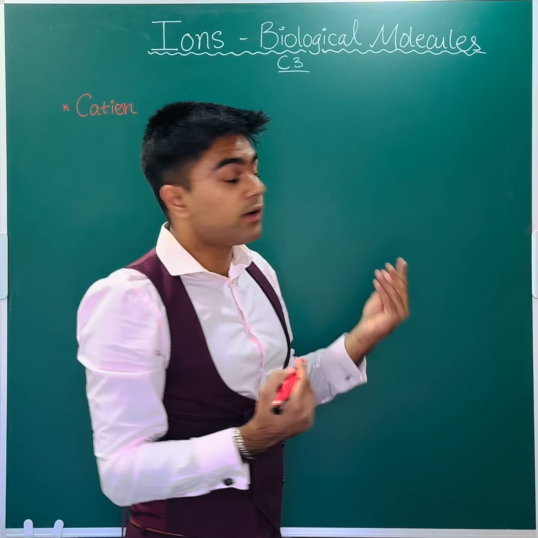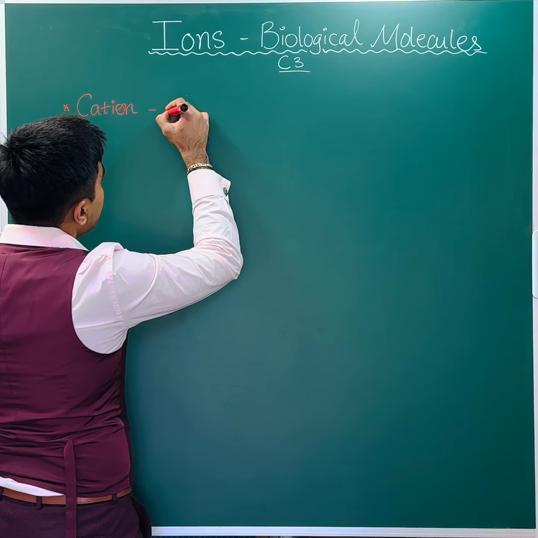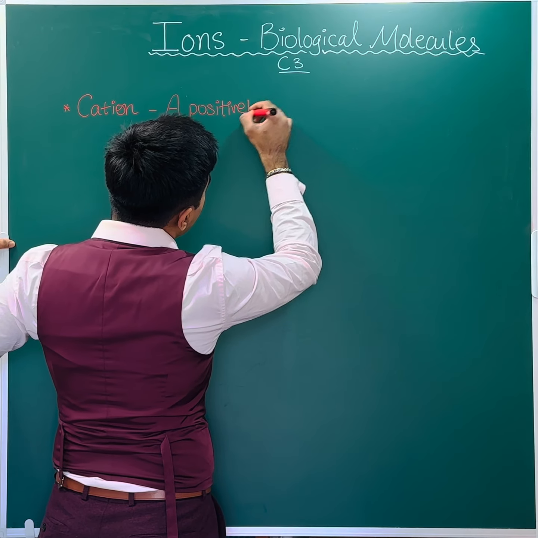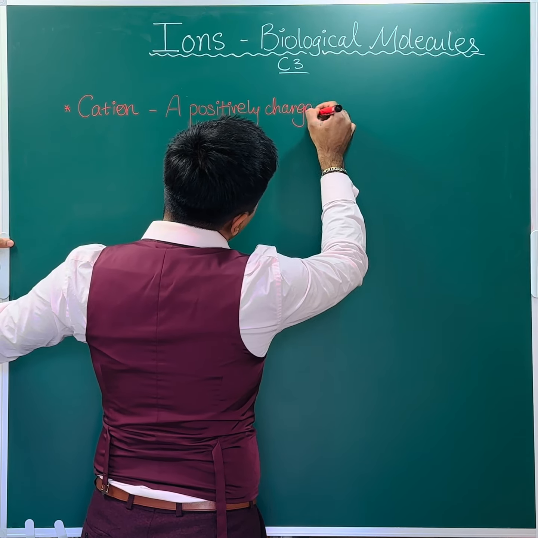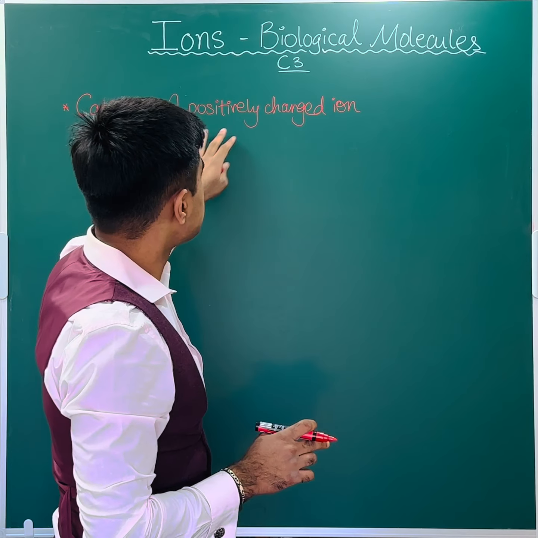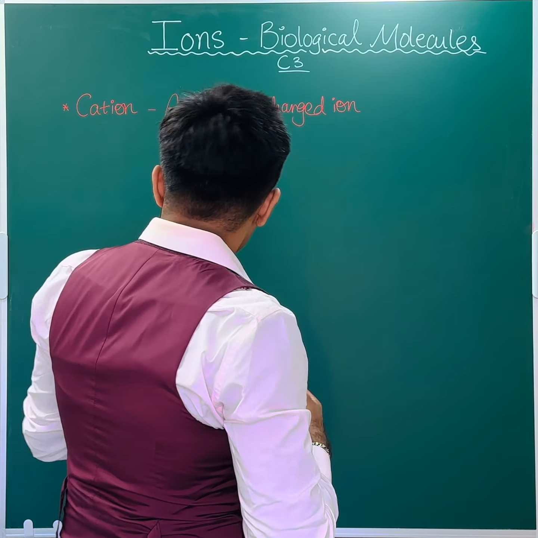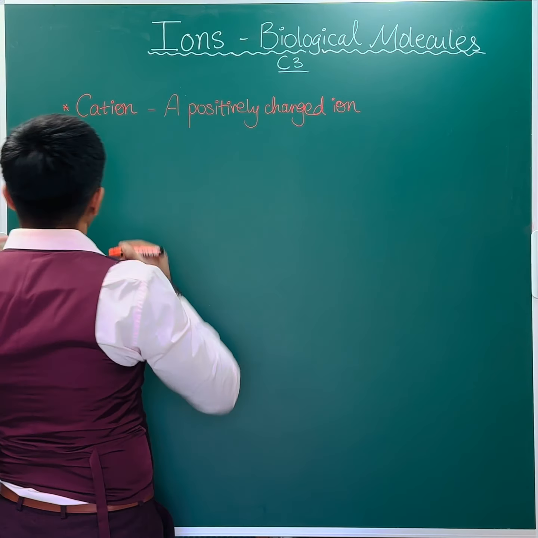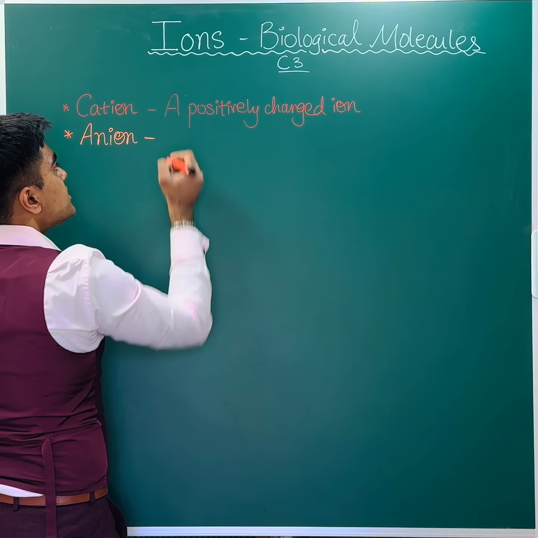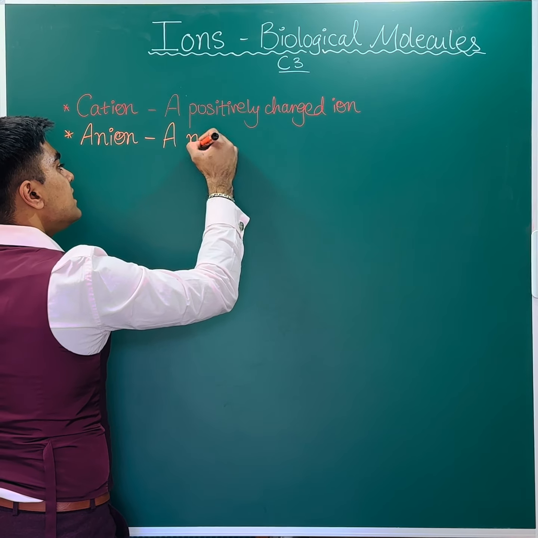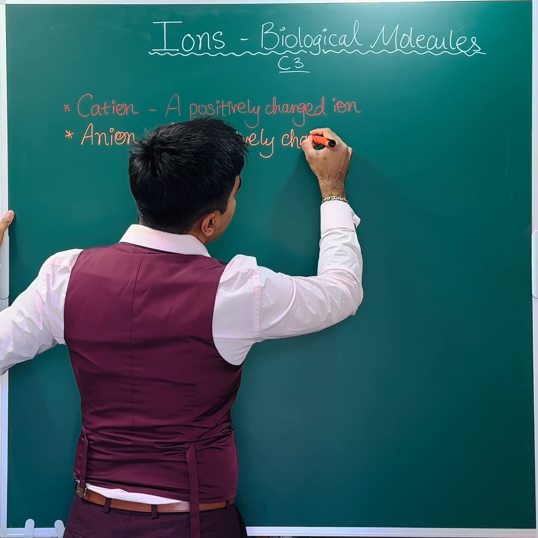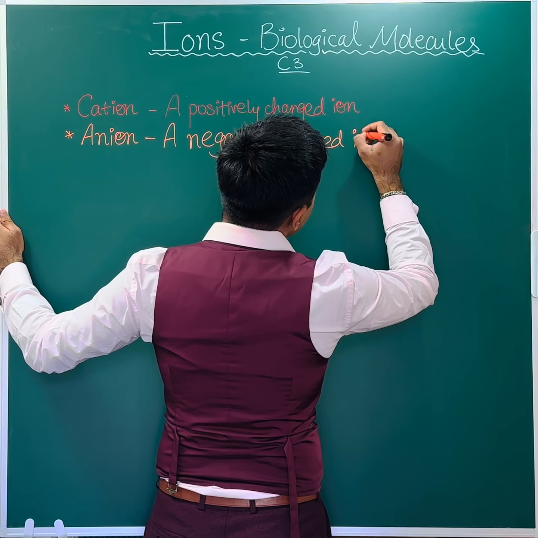Now, what exactly is a cation? Well, a cation is essentially a positively charged ion. Okay. We'll come to examples later, but what I need you guys to remember is a cation is a positively charged ion. Now, what's the other one then? Well, the other one essentially is known as an anion. Now, to define an anion, it's essentially a negatively charged ion. Okay.